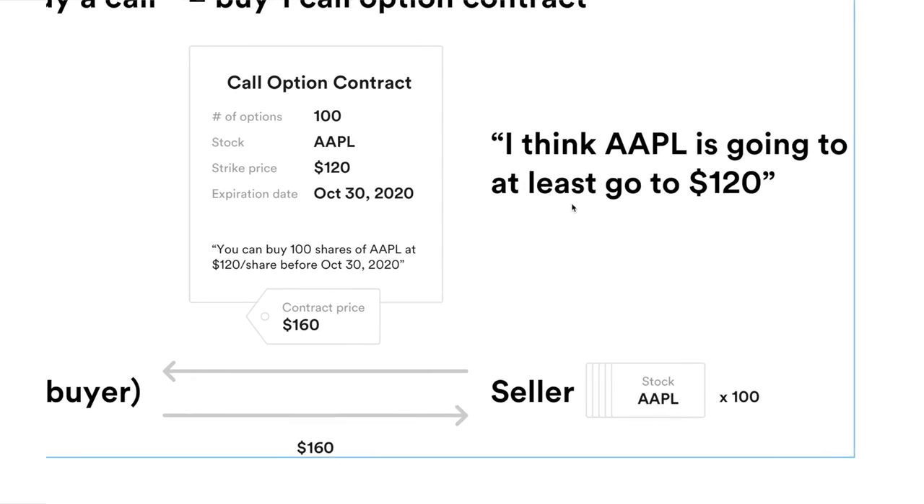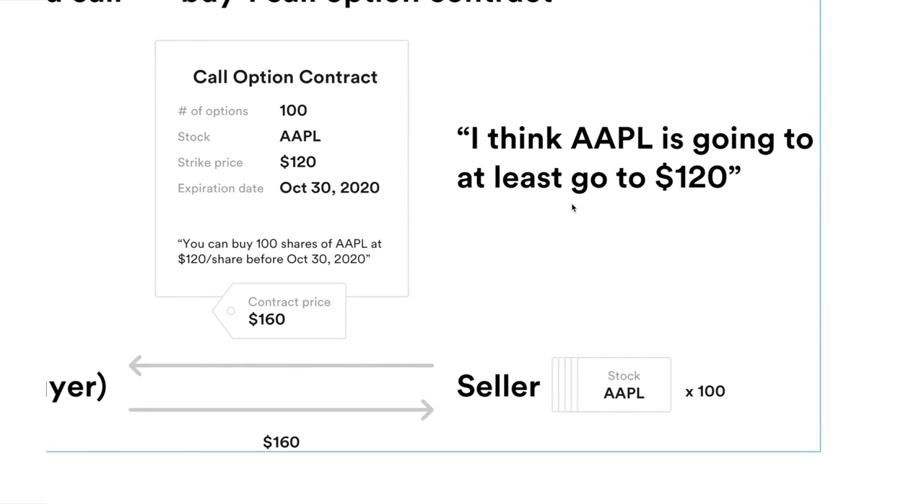By buying this call option, you're probably thinking Apple is going to go above at least 120, the strike price. Because if Apple actually goes above 120 to, let's say, 150, the market price is 150, then you can exercise this contract to buy 100 shares of Apple at 120 instead of the market price 150. Then you can sell them right away to profit the difference.